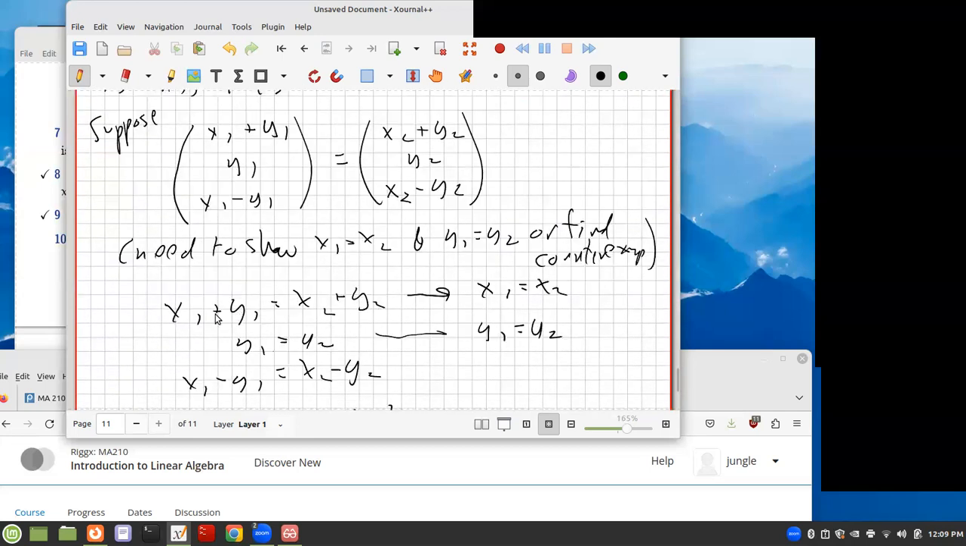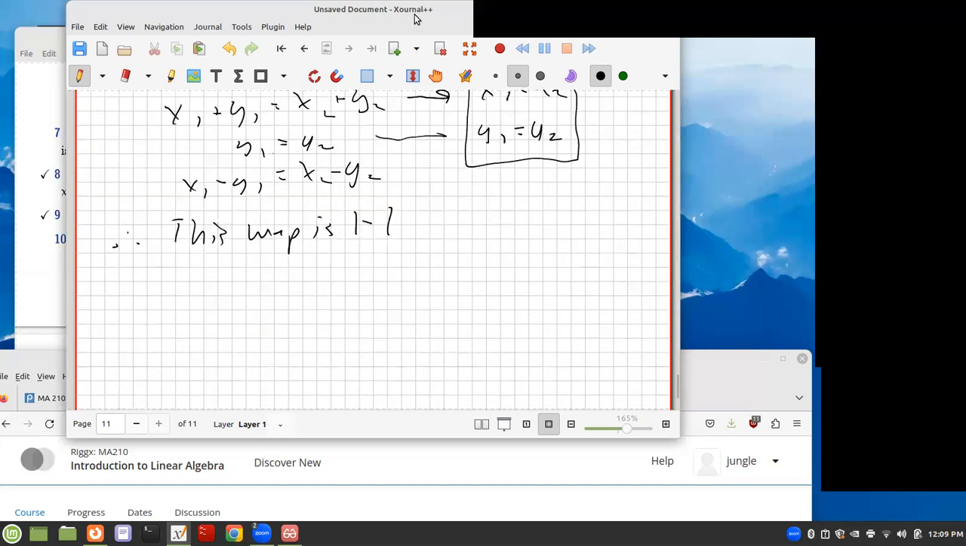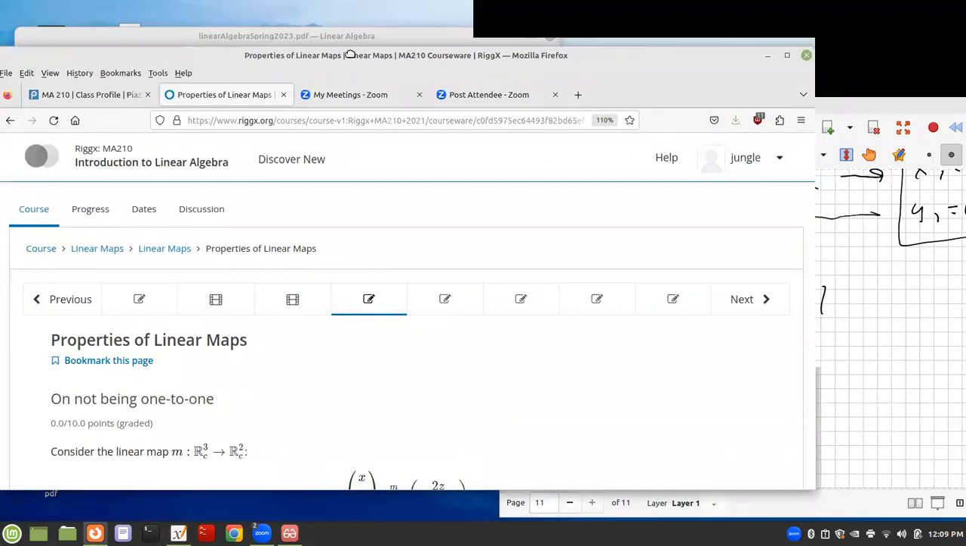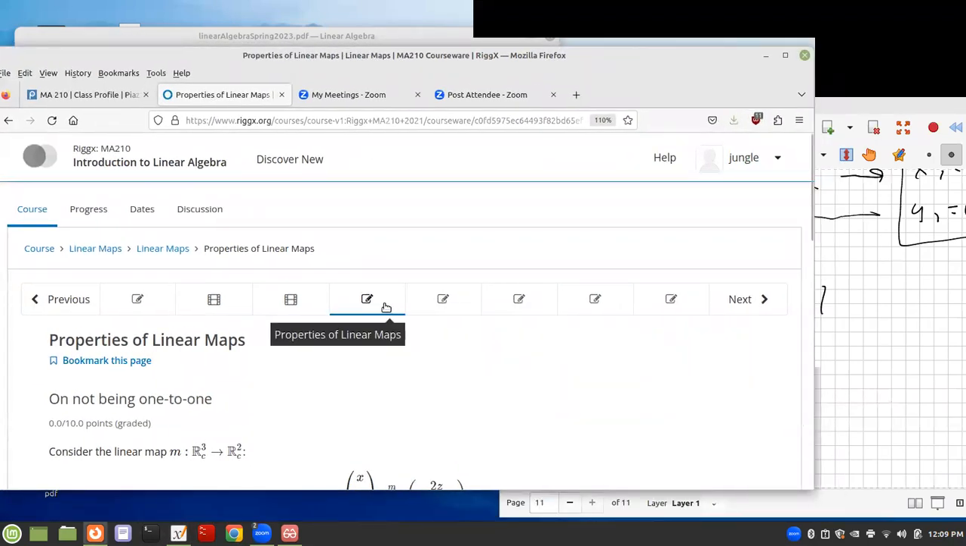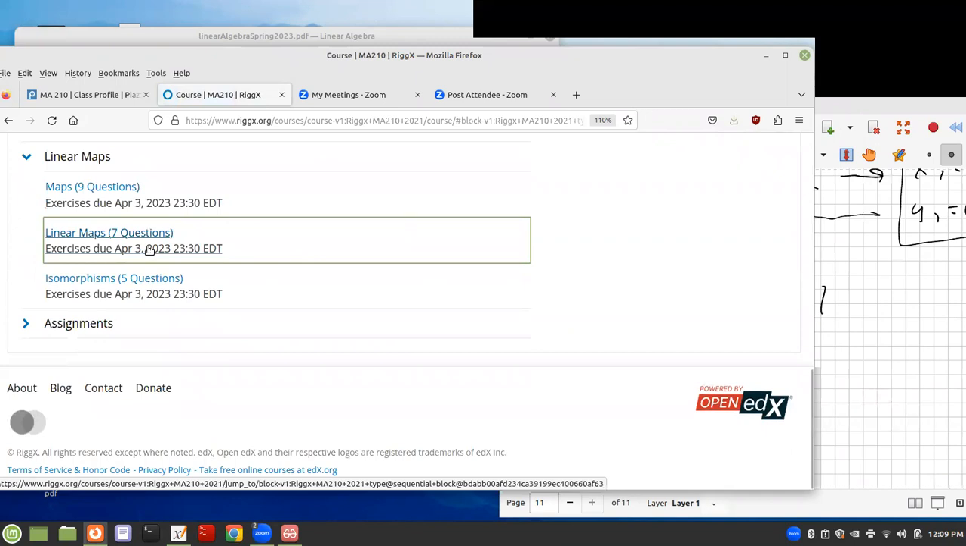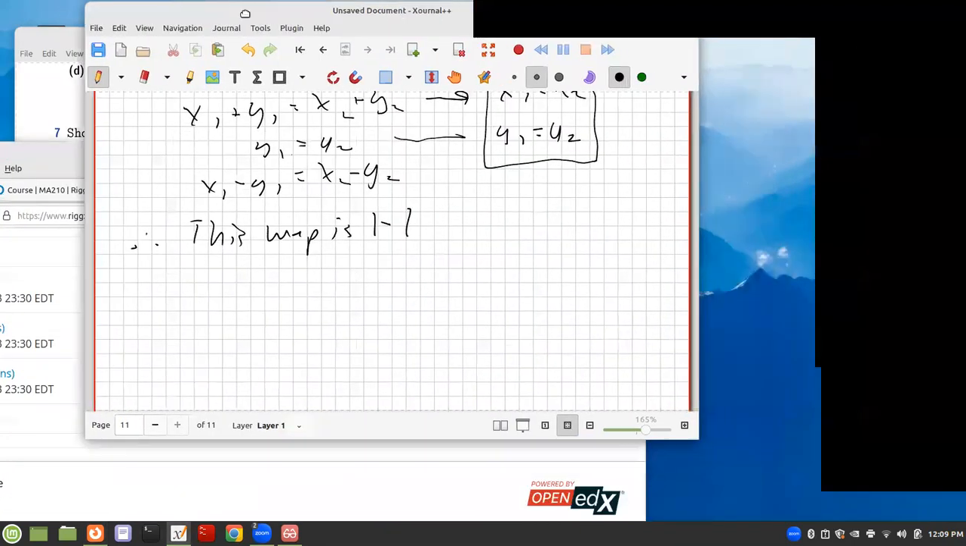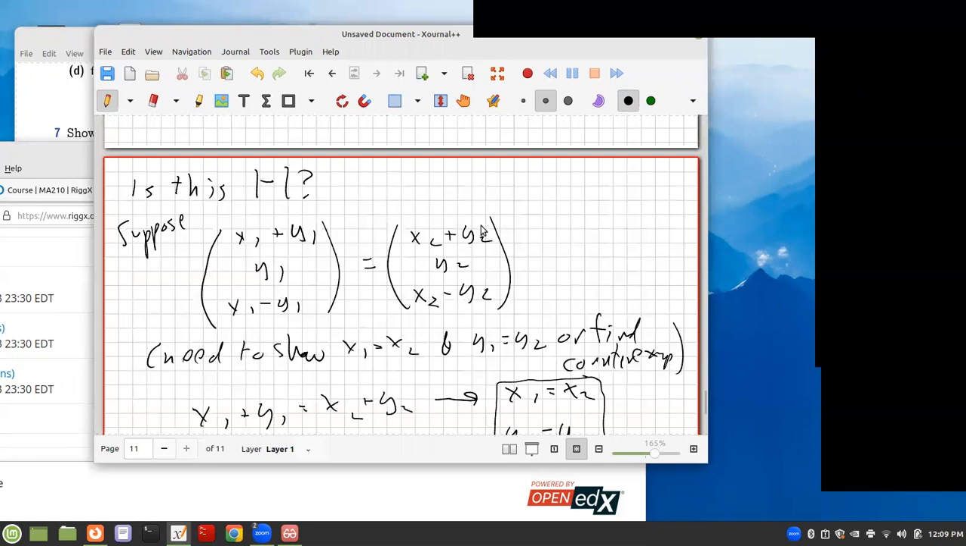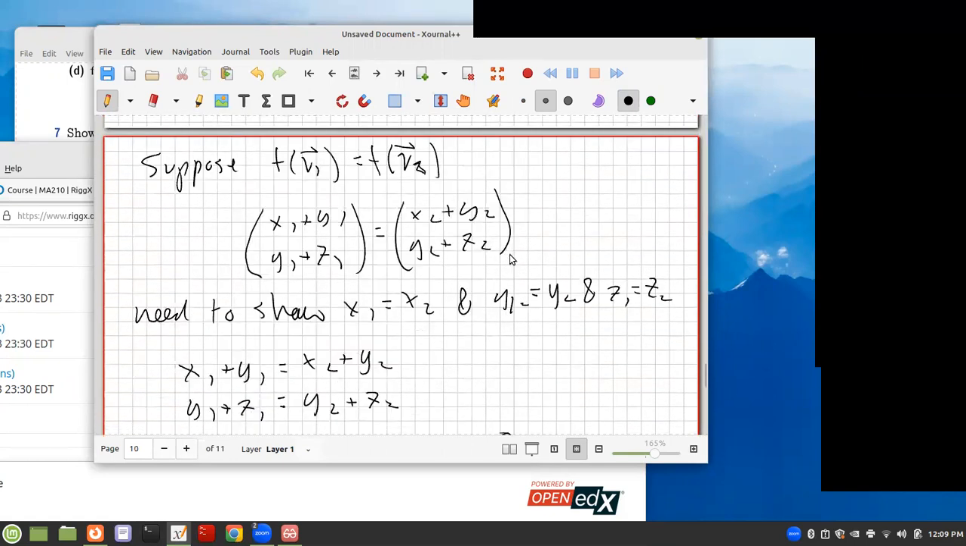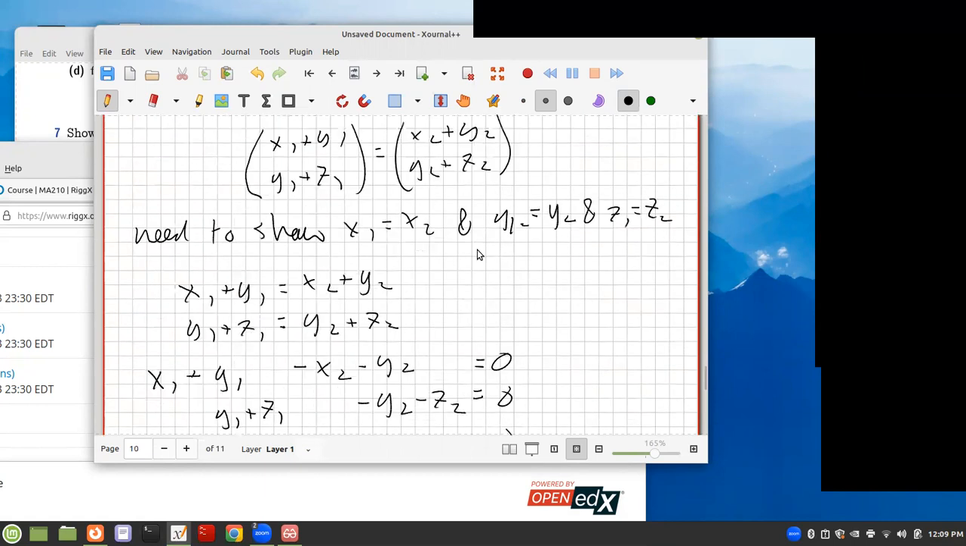This is a linear system, but it's such a simple linear system that we don't really have to do much, we can just eyeball it and see that it produces the result that we want to show. Okay. That's checking that a map is one-to-one.